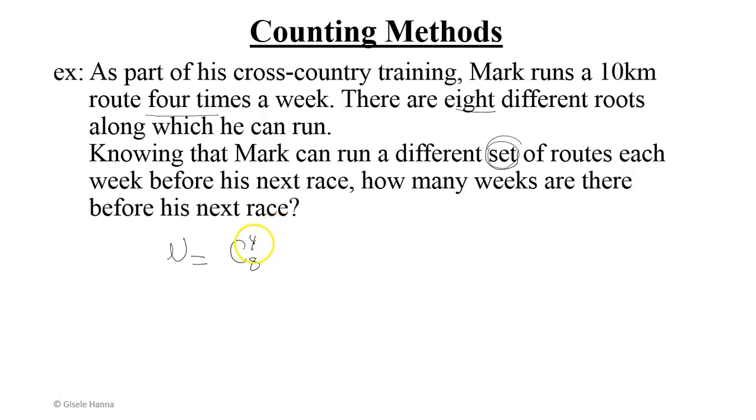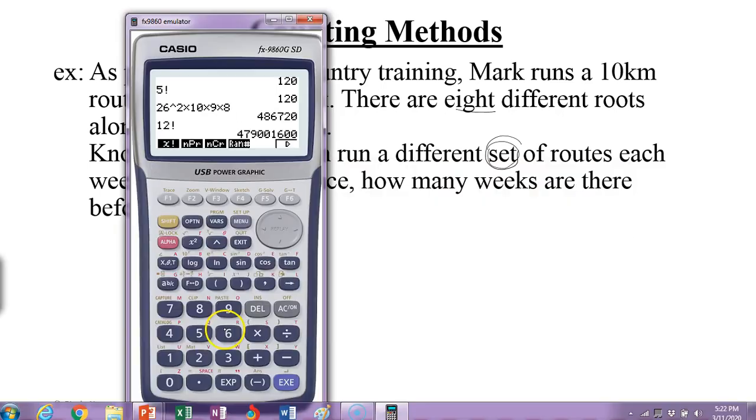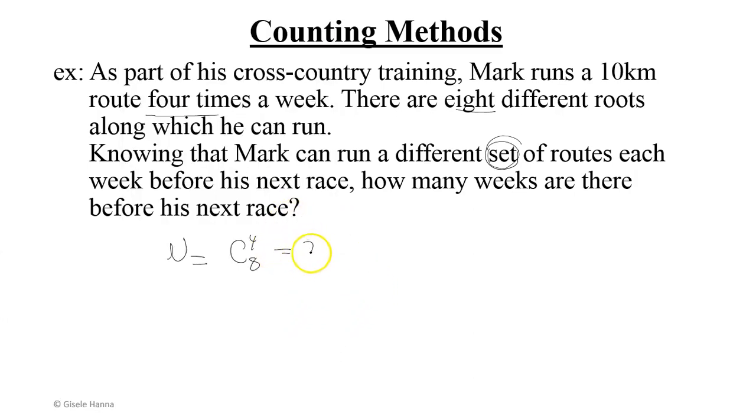So a combination of 4 out of 8, that's 8C4 on the calculator, which gives 70. So in fact, he still has 70 weeks before his race.